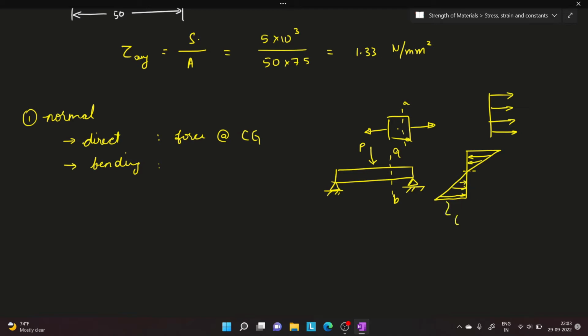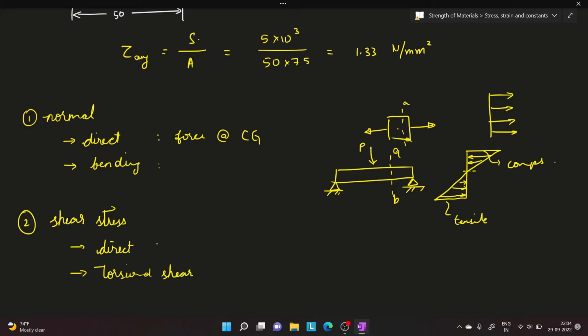Right, so this part is going to be the tensile part, and this part is going to be the compressive part. Again, the second type of force or stress is nothing but shear stress. In shear stress, obviously, we again have two types: direct shear and something called torsional shear.